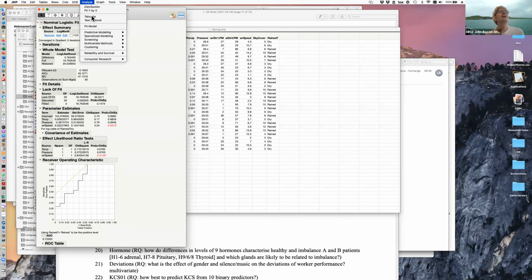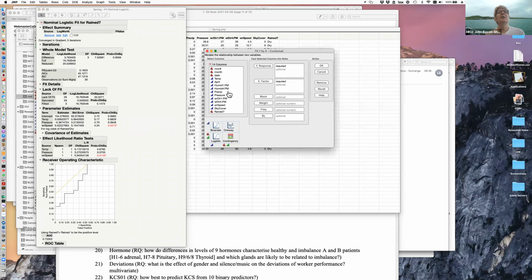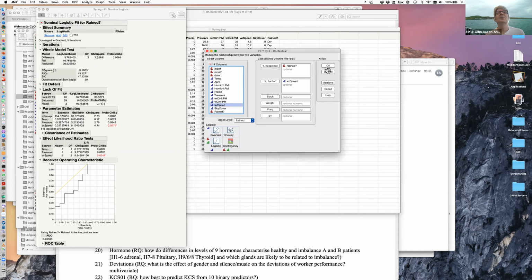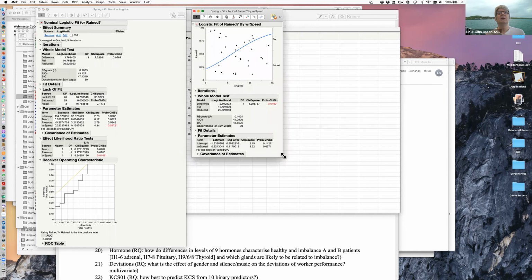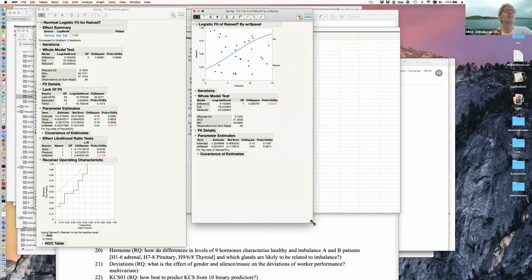I'm going to repeat this just for fit y by x. So this time I'm going to do rain or not against wind speed. It doesn't work particularly well, but I'm just going to show you this for comparison. So you'll see in this one, it indeed does show that the wind speed is borderline significant after we remove temperature and pressure.